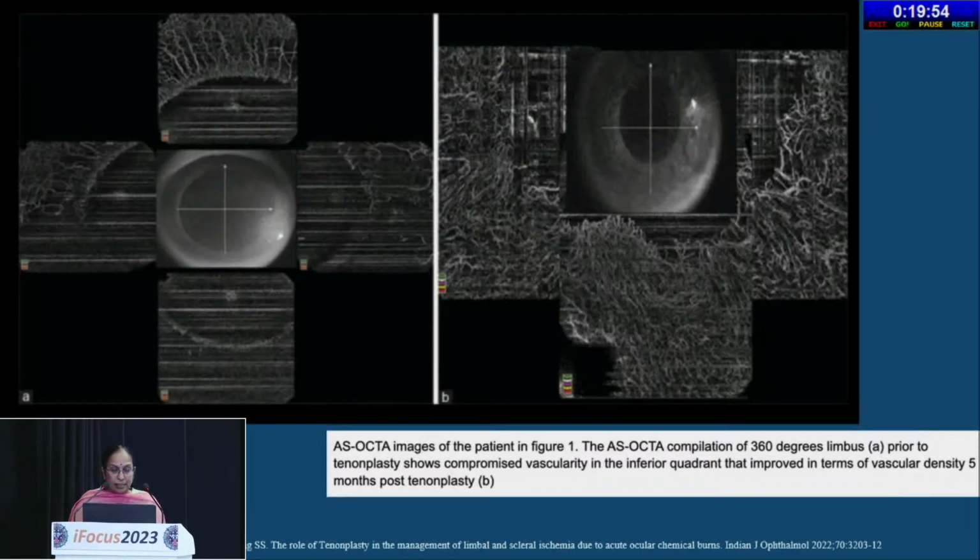Now here, this is one way, we have an OCTA, but the OCTA does not show the anterior segment. So here you can see that there are no blood vessels, but after tenoplasty, you can see the blood vessels have formed. So this is an interesting way of knowing about scleral ischemia.